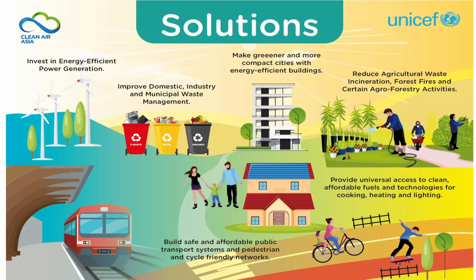Okay, so we can consider electric buses and electric trains to avoid vehicular emissions. Then we can use solar energy, improve domestic industry, and municipal waste management is very important. Make greener and more compact cities with energy efficient buildings, and we can use rooftop solar energy. Then build safe and affordable public transport and pedestrian and cycle friendly networks, reduce agricultural waste incineration, forest fires, and agroforestry activities, and provide universal access to clean, affordable fuel and technologies for cooking, heating, and lighting.